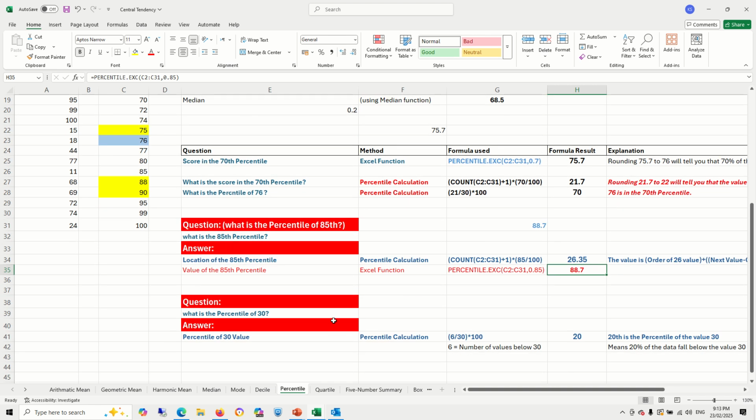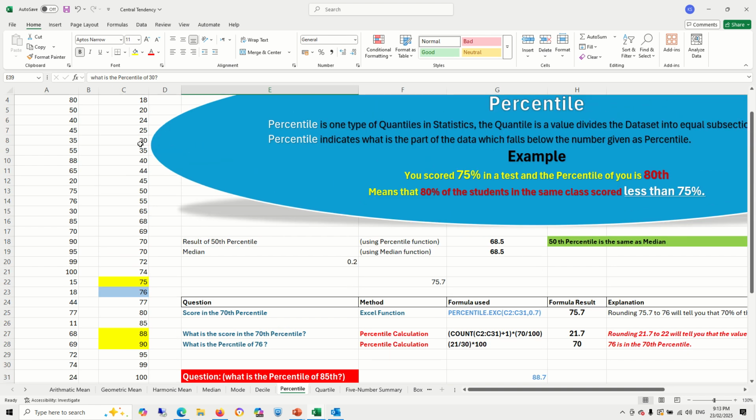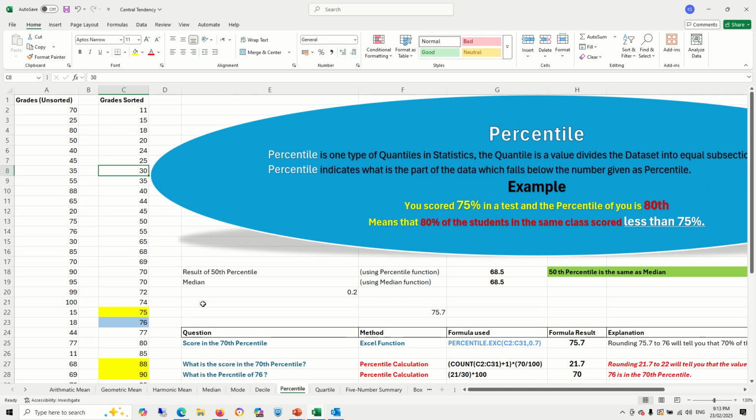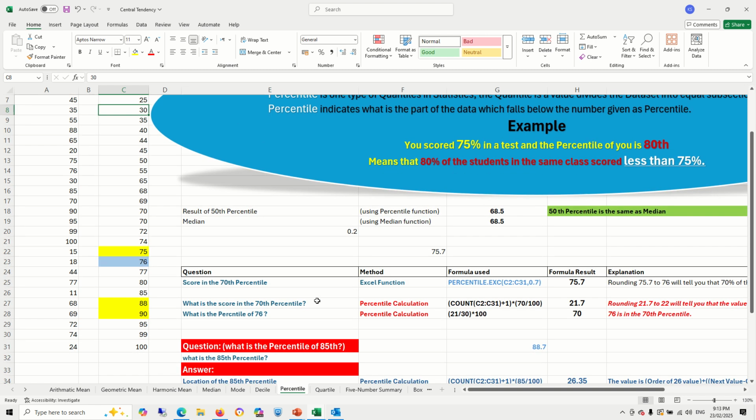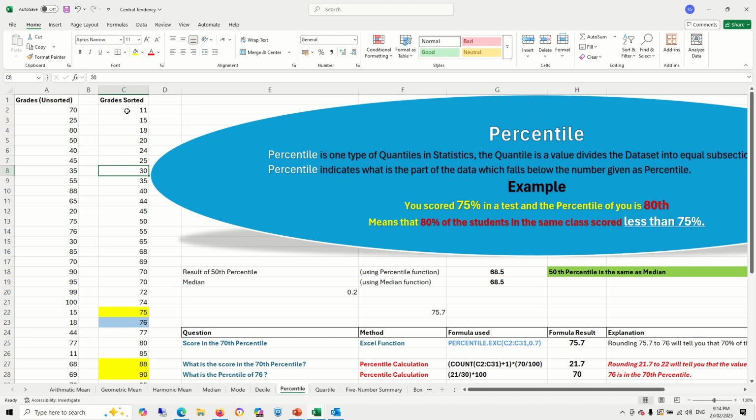Okay, let us look at another example. What is the percentile of 30? You see that we have 30 here in the data set, and now we want to know what is the rank or percentile of this 30 among these data sets. So, how many values below 30? If you count the values below 30, it will give you 6.